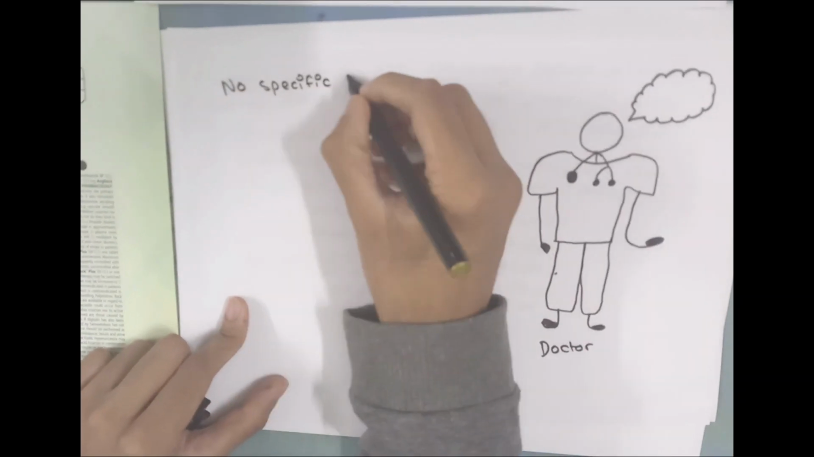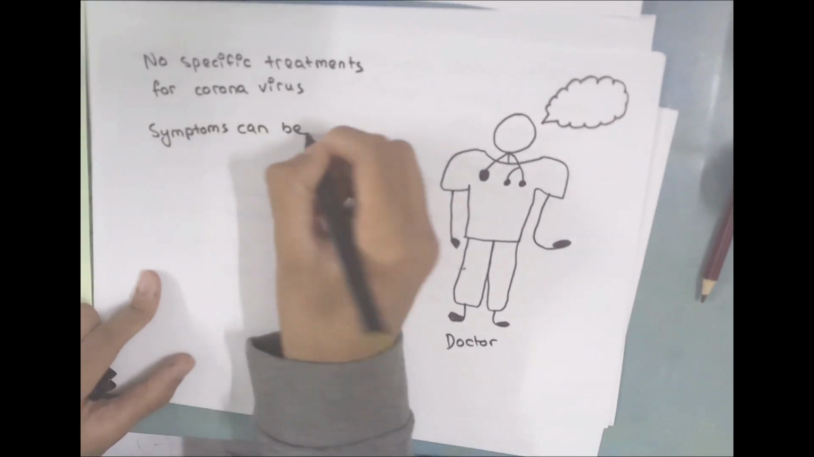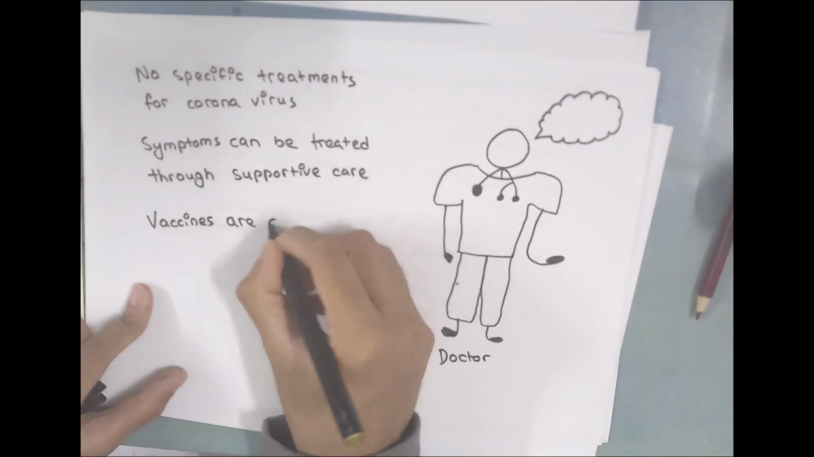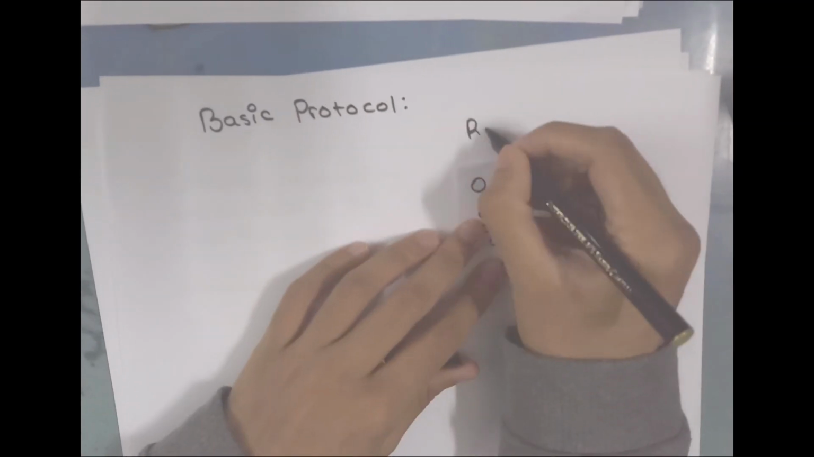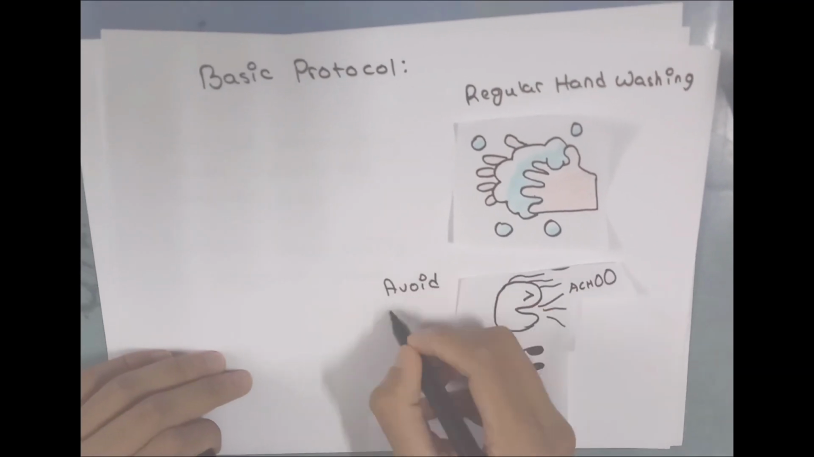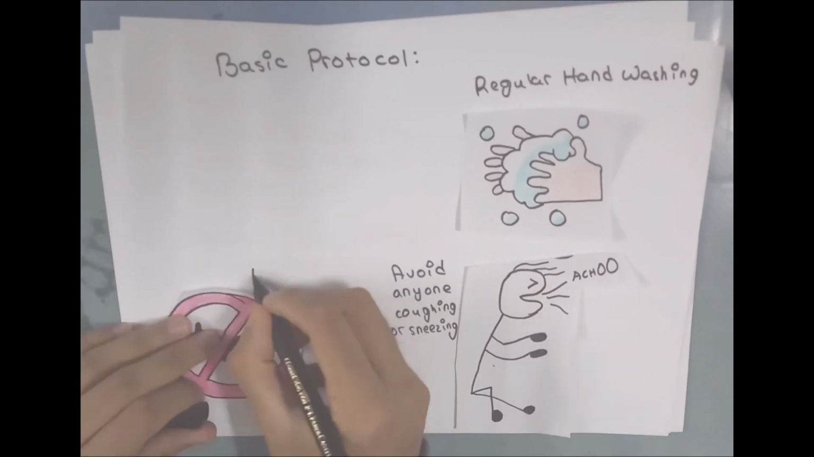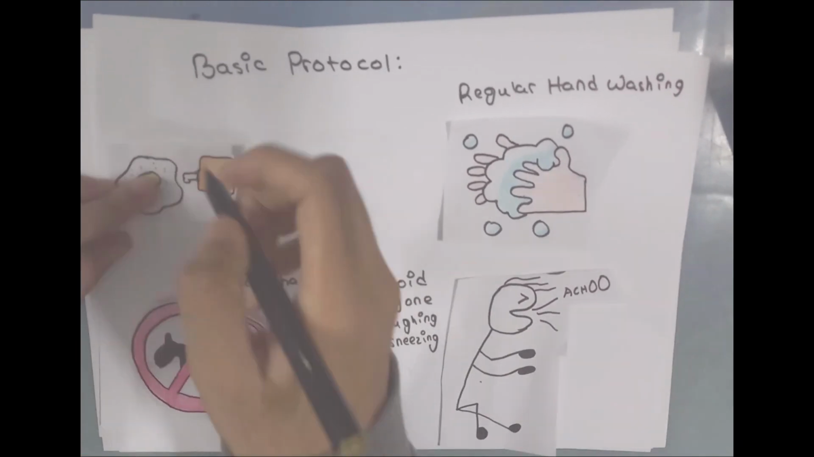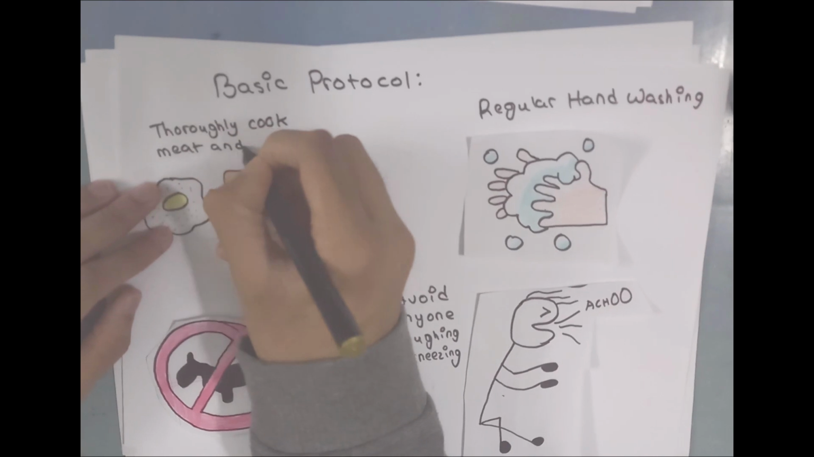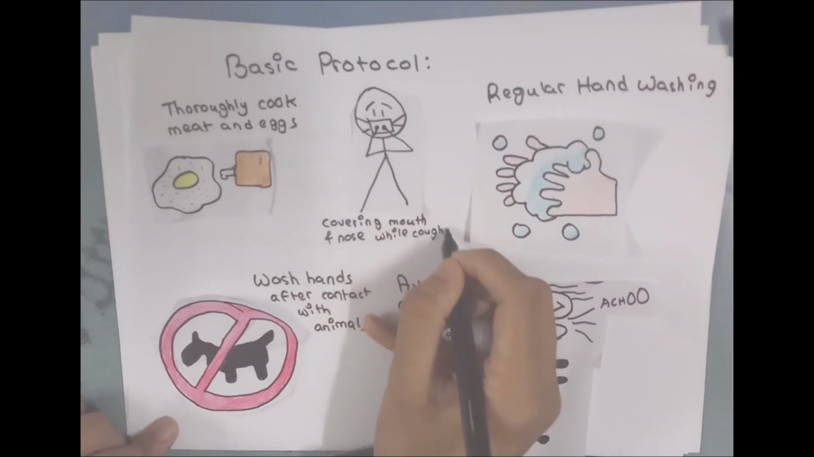Although there are no specific treatments for coronaviruses, symptoms can be treated through supportive care. Also, vaccines are currently in development. The basic protocol comes down to regular hand washing, avoiding close contact with anyone coughing or sneezing, washing your hands after contact with animals, thoroughly cooking meat and eggs, and covering your mouth while coughing or sneezing.